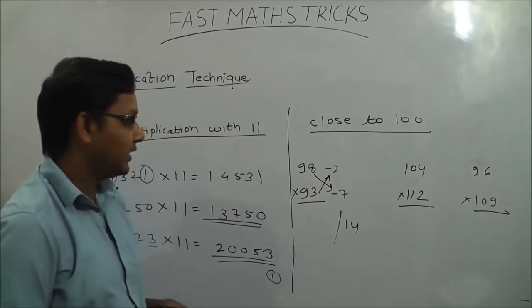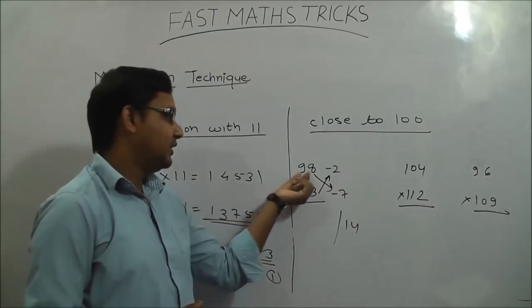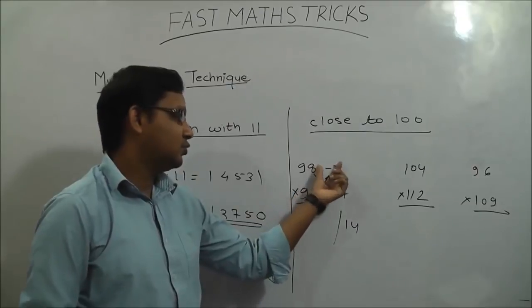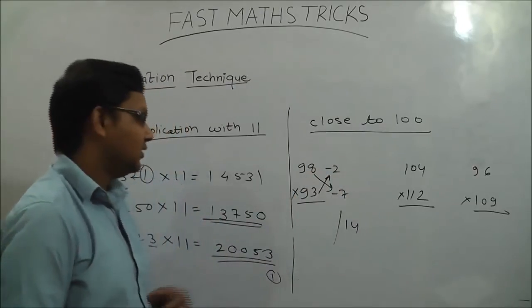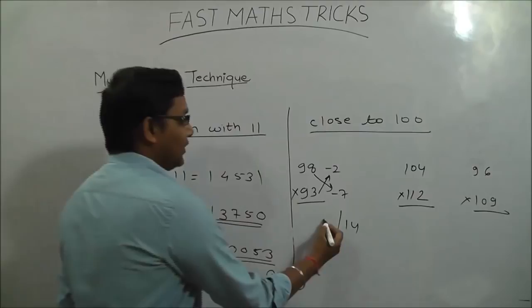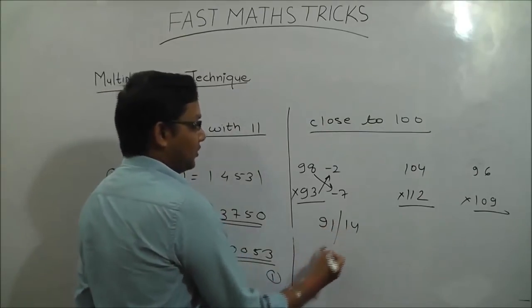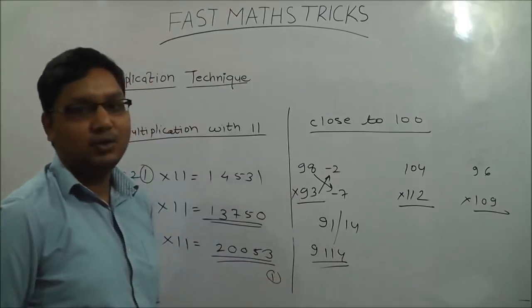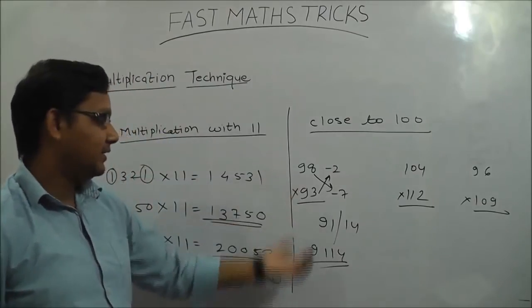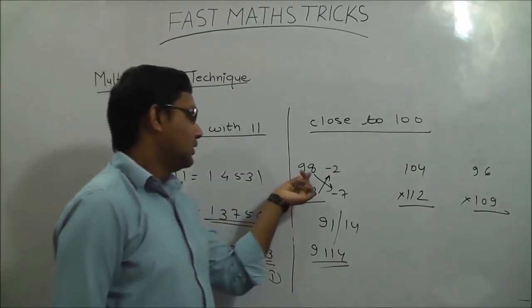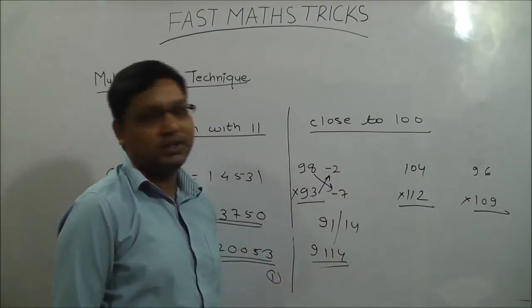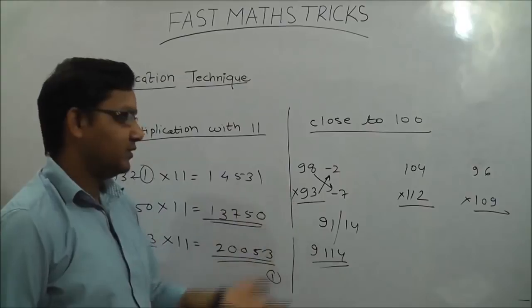In both cases, the same answer will be obtained. 98 minus 7 is 91 and 93 minus 2 is also 91. So either way we can do it, and we have to write here 91. So the answer will be 9114. In this way you can directly write the answer. Just do 98 minus 7, 91, and 2 into 7 is 14. So in this way we can solve this question.